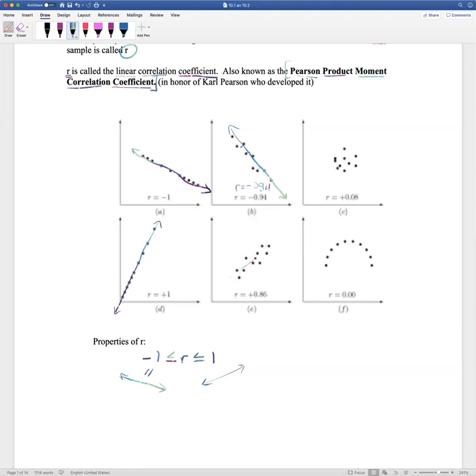So fairly strong negative linear correlation in this example. This is fairly strong positive linear correlation, positive because these points rise from left to right. So this has a positive correlation of 0.85, or 0.86.